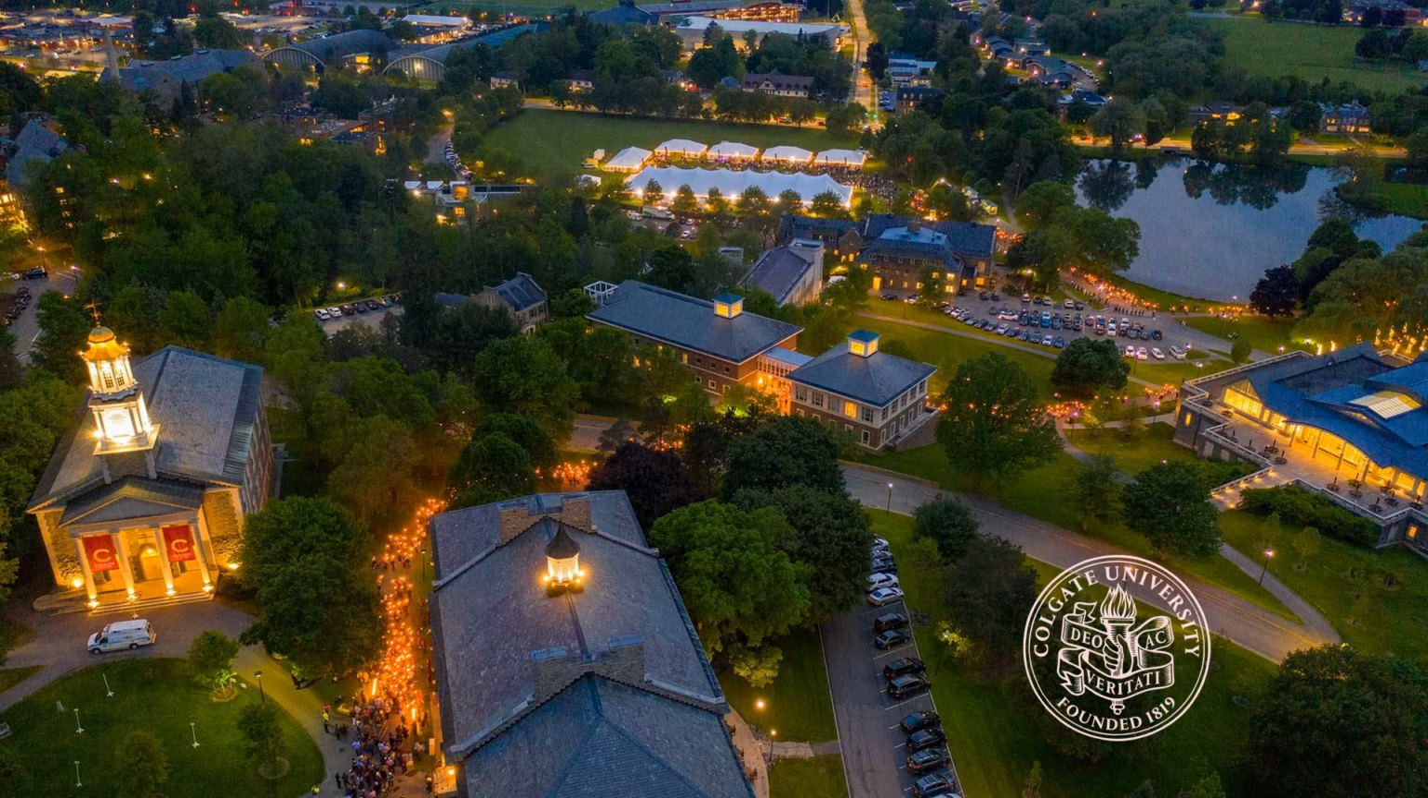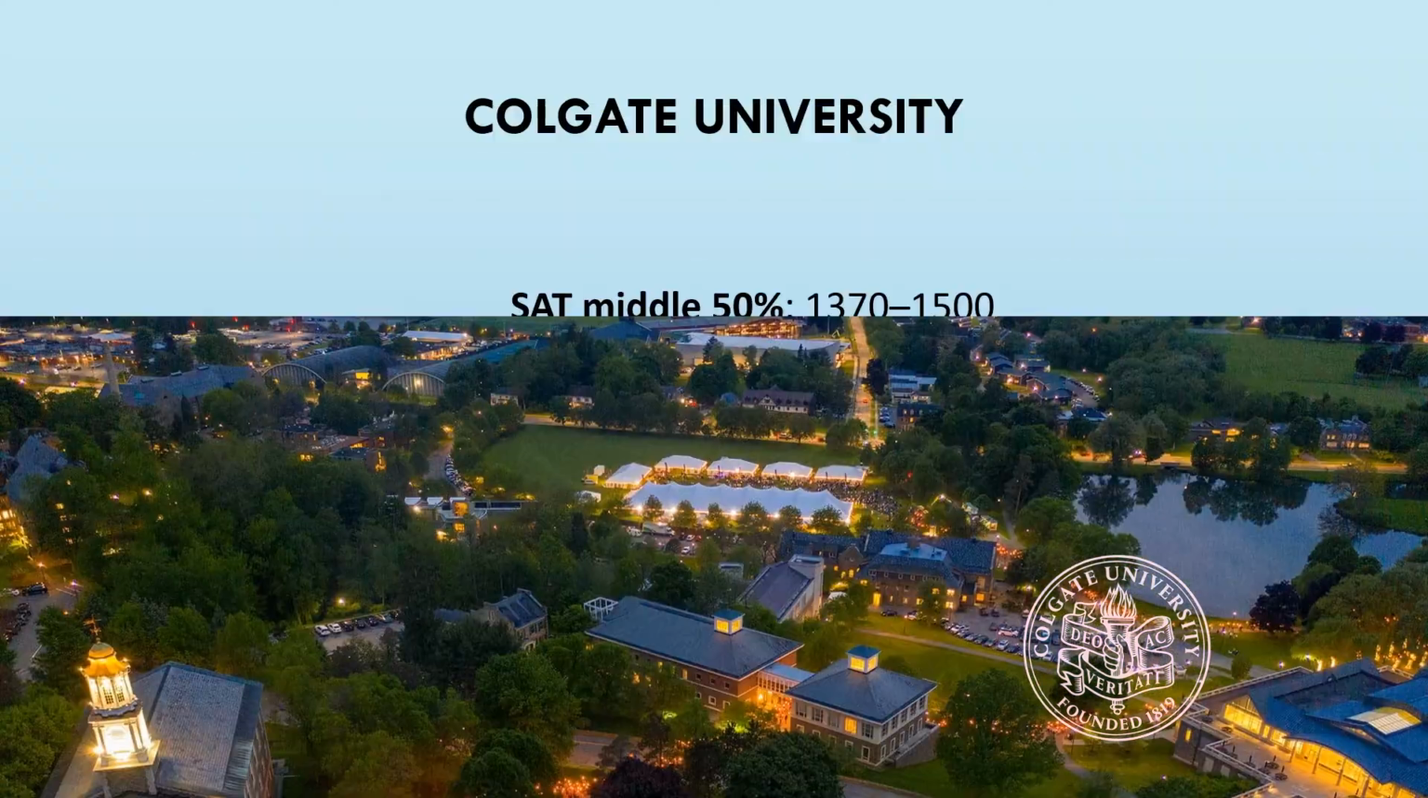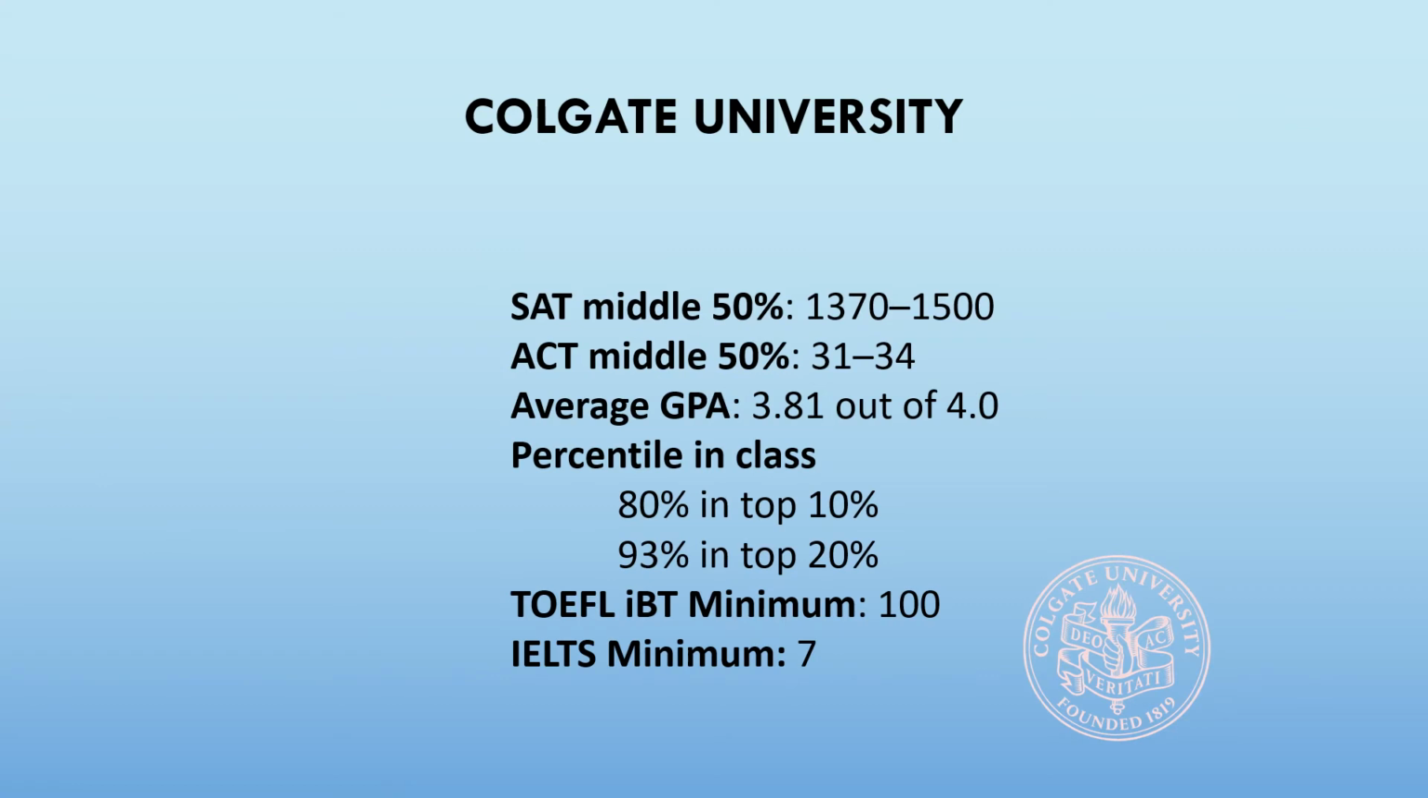For example, the profile for Colgate University in New York is as follows. SAT, middle 50% of the range between 1370 and 1500. ACT, for the middle 50% of the range between 31 and 34. Average GPA of 3.81 out of 4.0. 80% of the admitted students were in the top 10% of their class. 93% of admitted students were in the top 20% of class. The TOEFL iBT minimum was 100 and the IELTS minimum was 7.